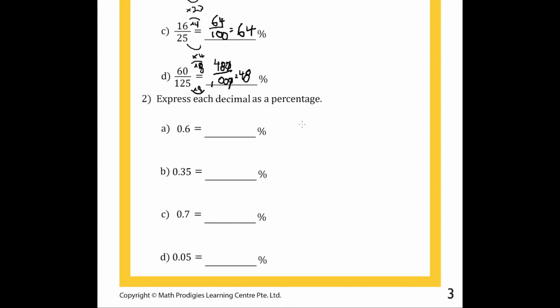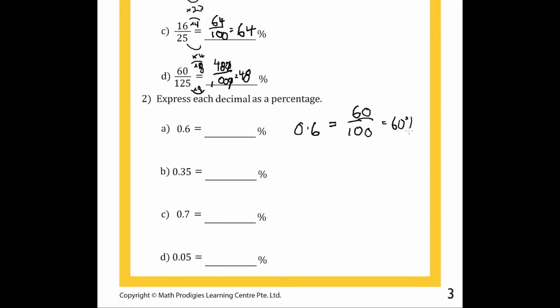Alright? So 0.6, if we turn it into a fraction firstly, what do we get? It will be 6 out of 10, right? Now, how do we turn this into a percentage? Come on, I know this is a magic number, right? So we multiply the numerator and the denominator by 10. So we get 60 over 100, so the answer is 60%.